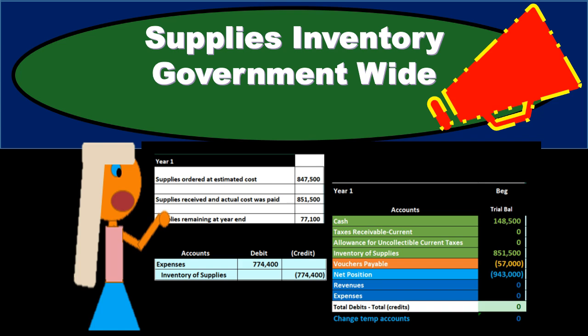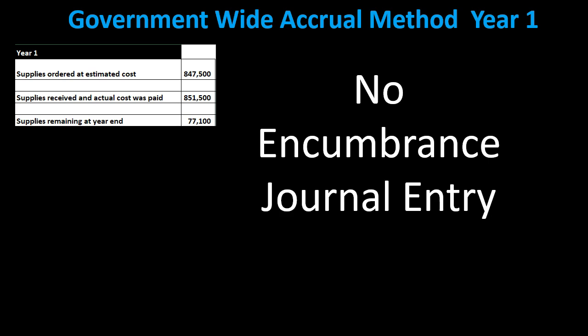We also want to emphasize the comparing and contrasting to the government-wide activities, which are on the accrual basis, versus the fund accounting for the governmental funds that are going to be on that modified accrual basis. Here we have our information on the left. First item is the supplies are ordered at estimated cost. So we can imagine this being the point where we have an estimate and we sent out the purchase order.